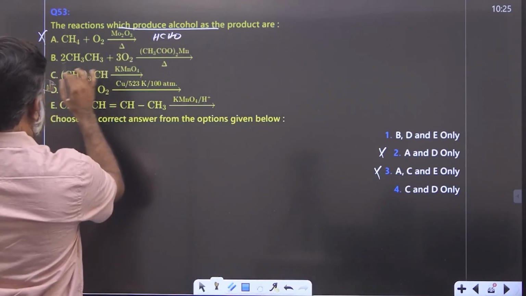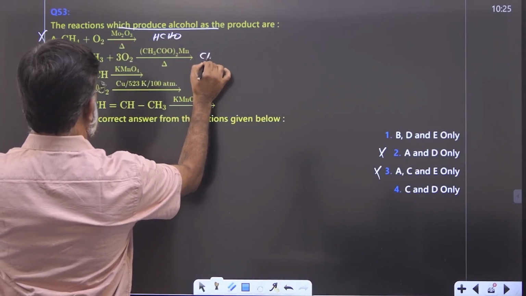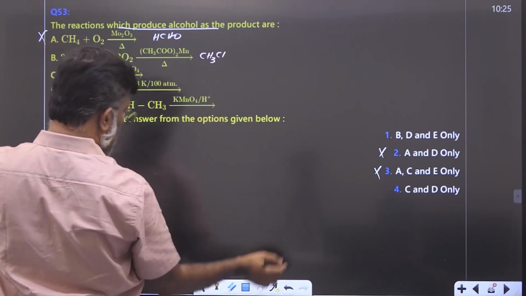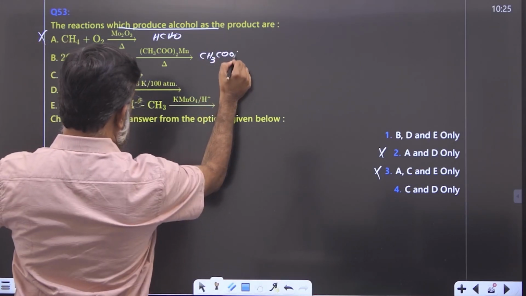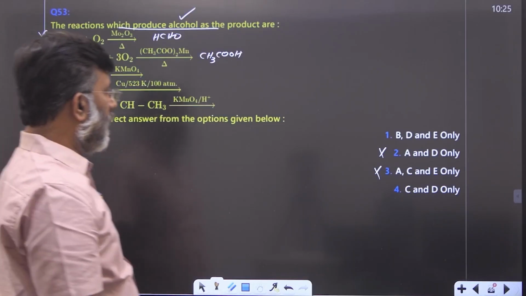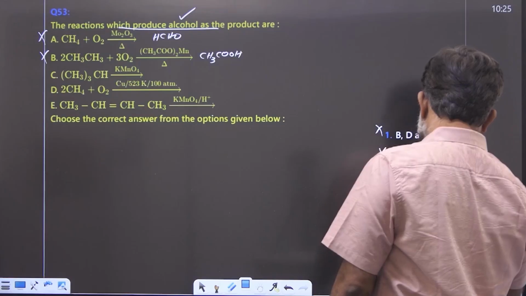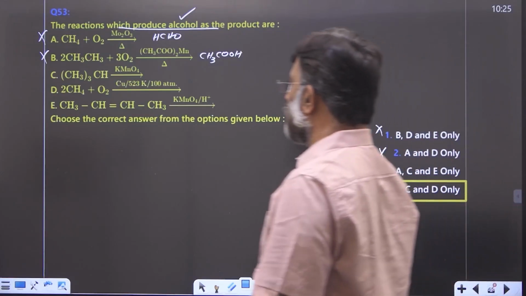B. Ethane with the manganese acetate, you get ethanoic acid, CH3COOH. We want alcohol. B is not in the answer. A is not in the answer. We get the answer as option 4.